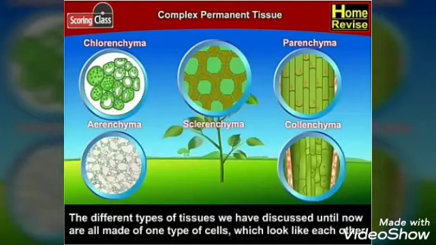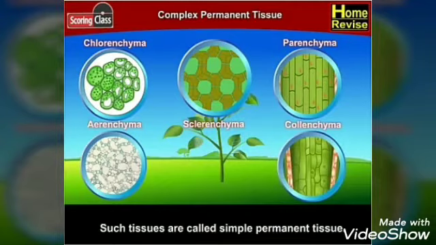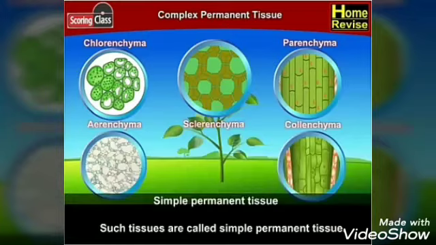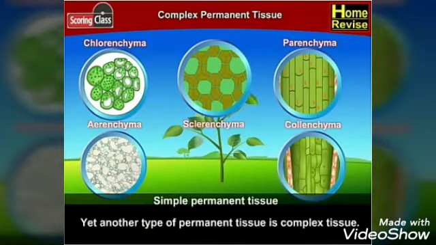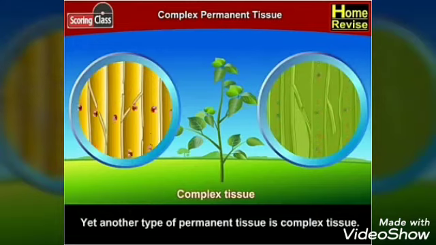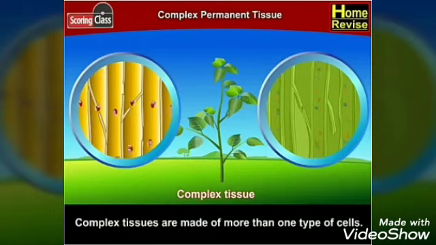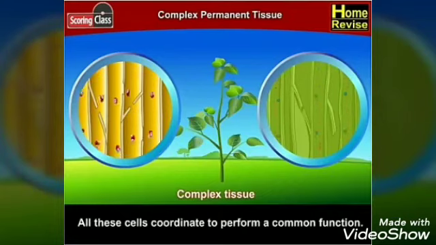Complex permanent tissue. Have you noticed that the different types of tissues we have discussed till now have one thing in common? They are all made up of one type of cells which look like each other. Such tissues are called simple permanent tissues. Yet another type of permanent tissue is a complex tissue. Complex tissues are made up of more than one type of cells. All these cells coordinate to perform a common function.